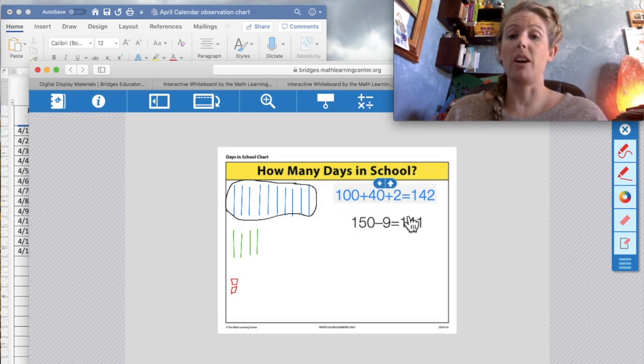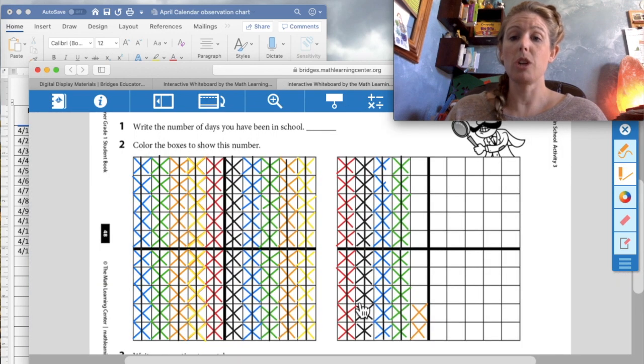Now we're looking at our subtraction that we had. We had 150. We started that. Let's look at our chart over here. If I fill in all of my yellow X's, this would get me to be 150. So how many do I have here as a difference? As a difference, I have 8. So we would need to take away 8.